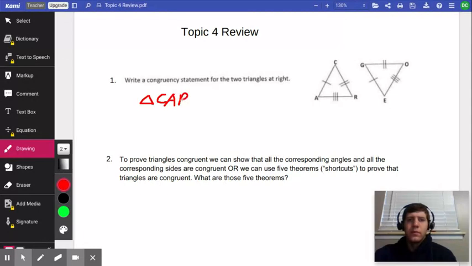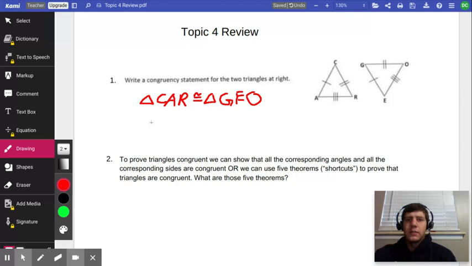Okay, again, 6 different ways you can name it though. But then when you name the second one, you have to match up the corresponding parts. So C here is between the 1 hash mark and the 2 hash marks. So C is going to correspond with G. So we got to put triangle G. All right, A is between the 1 and the 3. So A is going to correspond with E. And then R is between the 2 and the 3. So R is going to correspond with O.